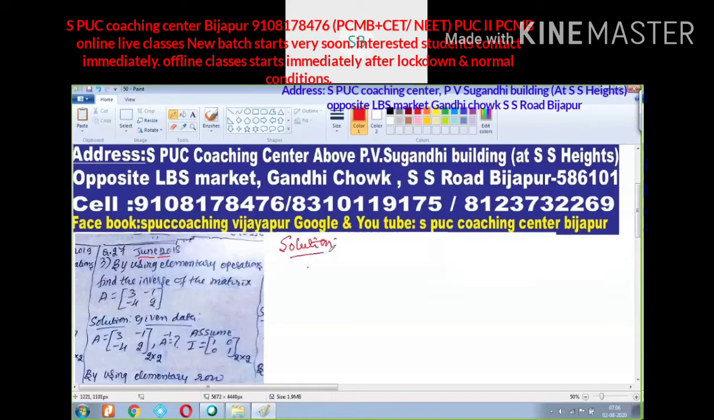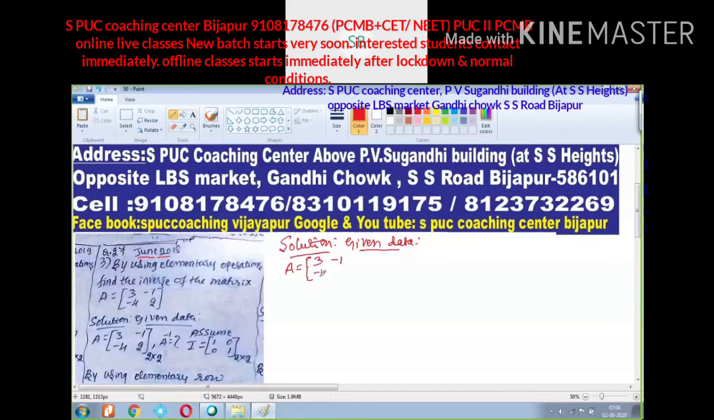So first we can mention the given data. Whatever A has been given, you write it along with the order of that. Matrix A is equal to 3, -1, next -4, 2. So what is the order of this? It is 2 by 2. What has he asked? He has asked to find out the inverse of A.